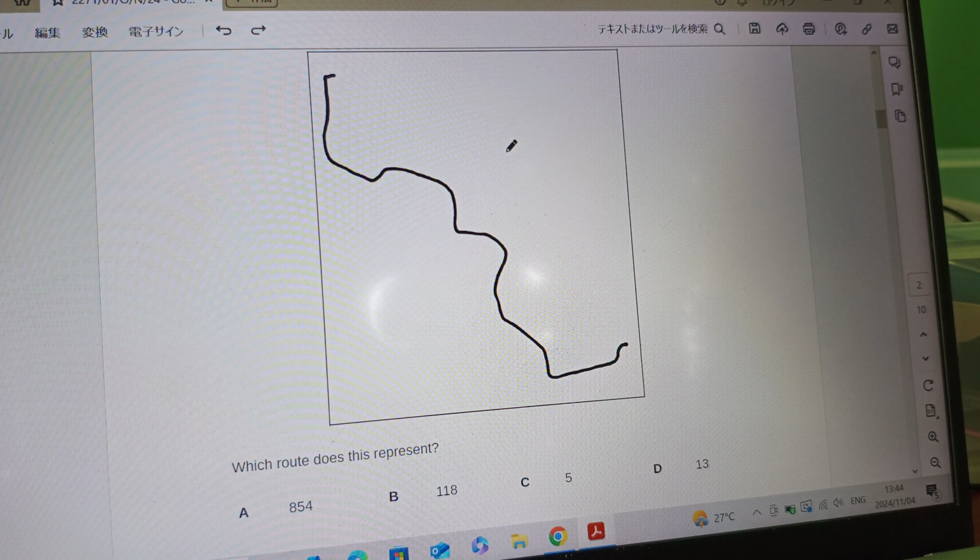Okay, I'm gonna pick this solely because of this. If I'm wrong, I'm wrong. Okay, I'll just put minus one.